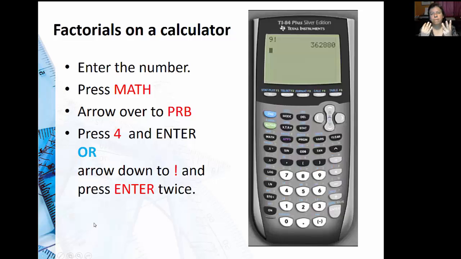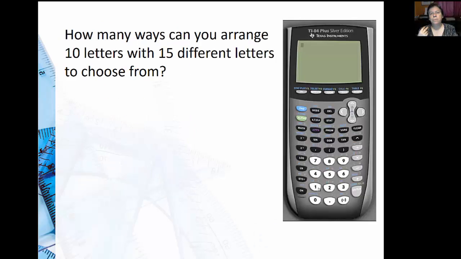So let's go ahead and do an example. How many ways can you arrange 10 letters with 15 different letters to choose from? So this is a little bit different from our last one, because the last one we used all of the letters, all right? Now we're going to just take 10 of the 15. Well, for the first letter, I'm going to have 15 to choose from. Then I'm going to have 14, then 13, then 12. Am I going to make it all the way down to 1? Actually, I'm going to stop short of 1. I'm not using the last 5 letters, so I'm not going to have the 5, the 4, the 3, the 2, the 1.